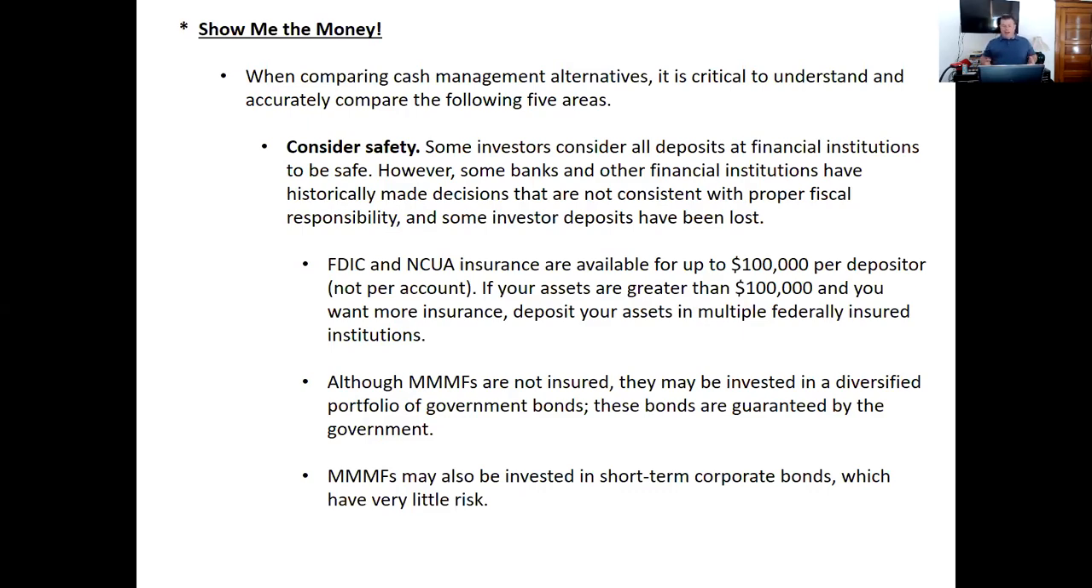The FDIC and NCUA insurance are available for up to $100,000 per depositor. So if you have $100,000 in your checking account and you've bought $100,000 in CDs at that same bank, if they go under, you're only getting $100,000. That's it. It's not per account. So if your assets are greater than $100,000 and you want more insurance, deposit your assets in multiple federally insured institutions.